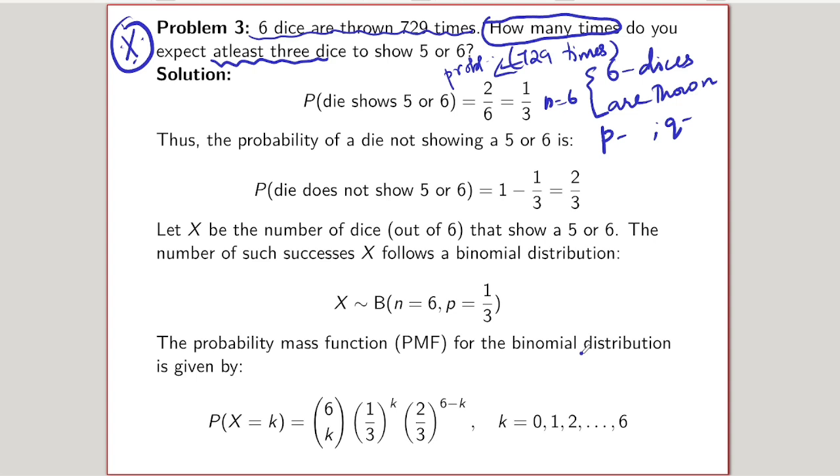So first we are going to calculate the p value, that is the probability of getting success. Getting 5 or 6 will be 2 by 6, that is 1 by 3, and the probability of not getting 5 or 6 will be 1 minus 1 by 3, which is 2 by 3. So x follows a binomial distribution with parameters n equal to 6 and p equal to 1 by 3. Here we write the PMF of the binomial distribution: probability of X equal to x is 6Cx, 1 by 3 the whole power x, 2 by 3 the whole power 6 minus x, where x varies from 0, 1, 2, 3, etc.